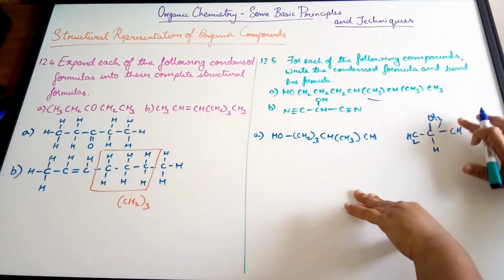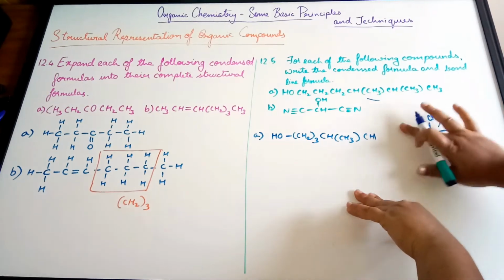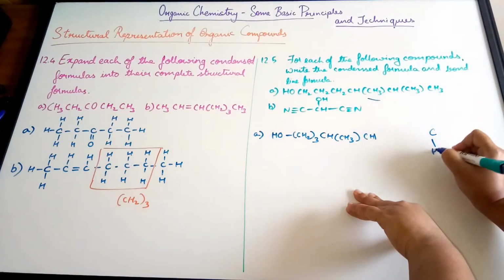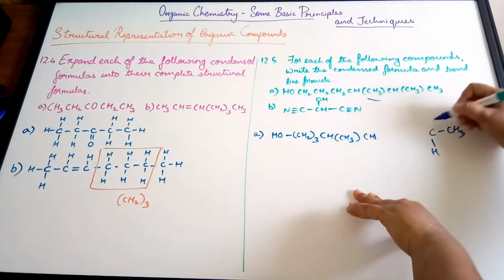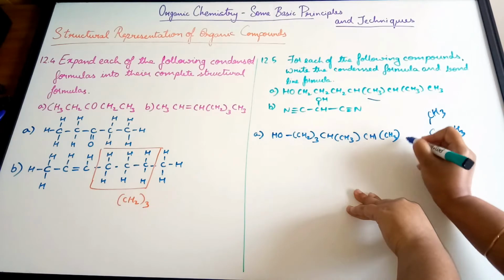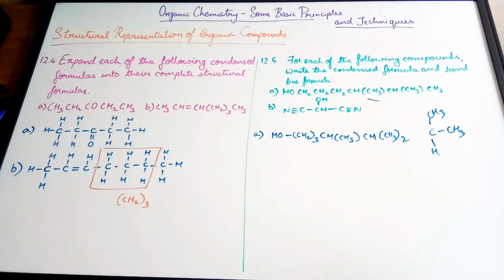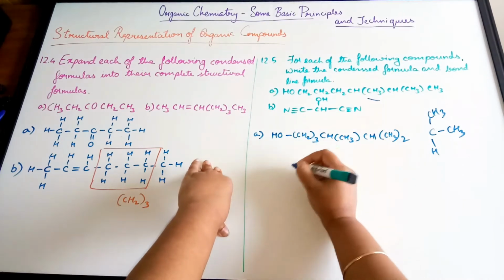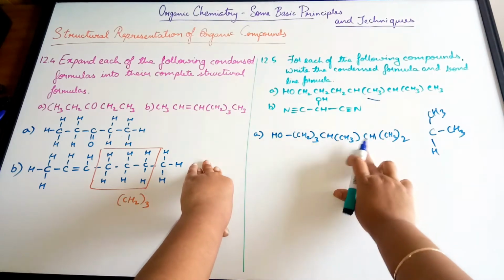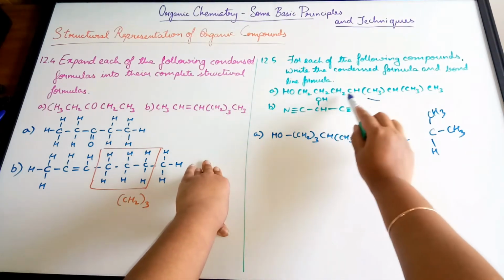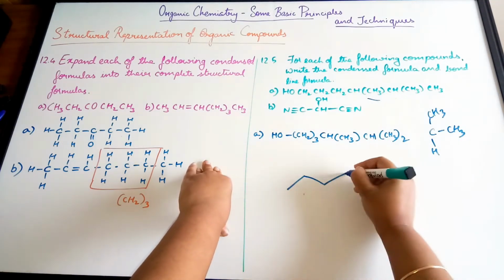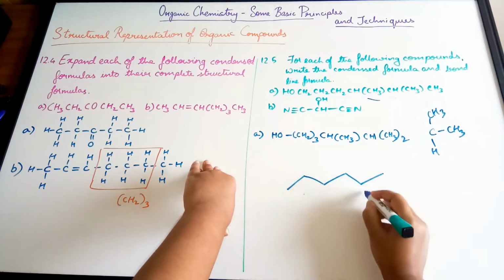Now in this carbon's case, CH, we know it's bound to CH3. It is also bound to the other CH3. So we can combine these two and just write it as CH3 taken twice. Now the bond line formula would be 3 plus 1 plus 2. So 1, 2, 3, 4, 5 and 6 carbon atoms. So 1, 2, 3, 4, 5, 6. Perfect.